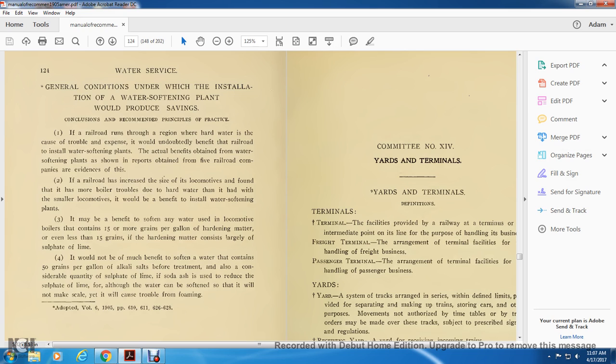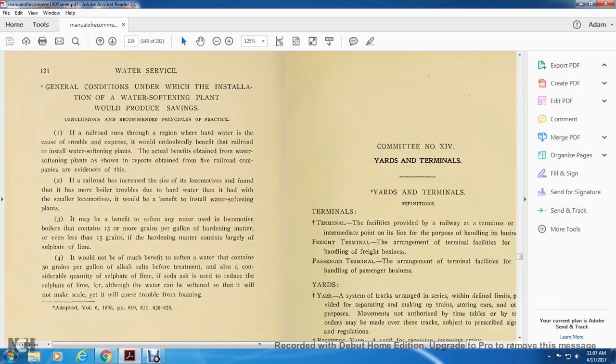If the railroad increases the size of its locomotives, it is found that the much bigger boilers have more trouble from hard water than the smaller locomotives did. It would be beneficial to install water softening plants. It may be beneficial to soften any water the locomotive boilers contain with more than 15 grains per gallon of hardening material, even with less than 15 grains of hardening material, depending largely on the sulfate of lime.